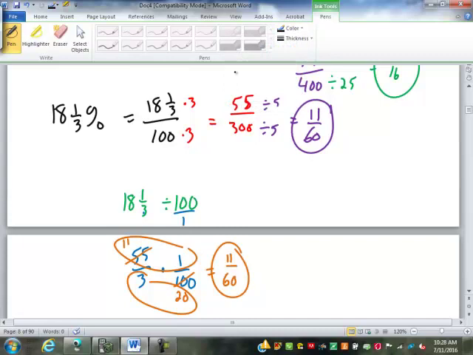Depending on how you are with fractions, one of those methods may be easier for you than the other. I like this one here where I can just divide it out, because those of you with fraction calculators can just type it in. 18 1/3 divided by 100, and it'll give you a fraction for it.